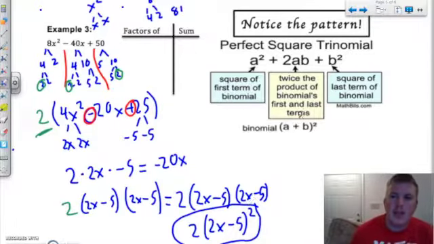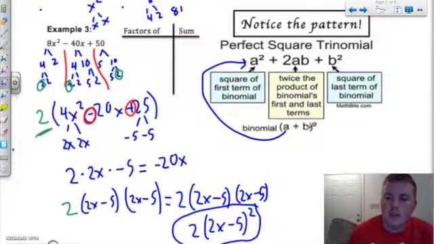Now, just want to go ahead and point out the pattern one more time. In a perfect square trinomial, a squared is going to be a square of the first term of the binomial. B squared is going to be the square of the last term of the binomial. So when we factor it, that's going to match up with that, and that's going to match up with that. And our middle term is going to be twice the product of the first term and the last term. So we would multiply the a and the b together, and our middle term would be 2 times that.